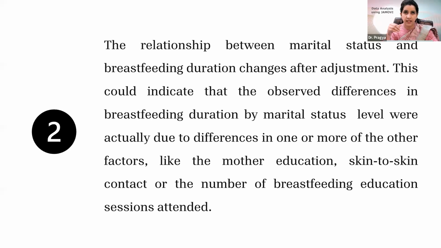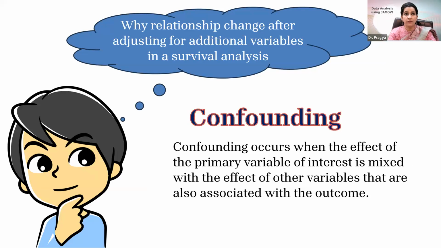And we can say that if the relationship between marital status and breastfeeding duration changed after adjustment, this would indicate that the observed difference in breastfeeding duration by marital status was actually due to other factors like education, skin-to-skin contact, or the number of breastfeeding sessions. So if there is a relationship change after adjustment for an additional variable, it is known as a confounder. And what is a confounder or confounding?